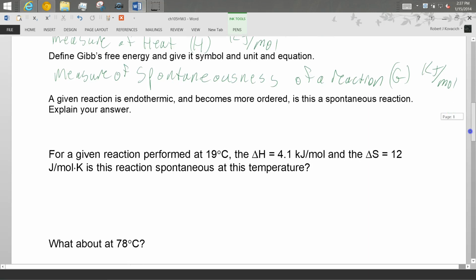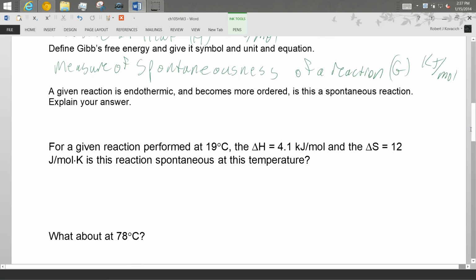A given reaction is endothermic and becomes more ordered. Is this a spontaneous reaction? Explain your answer. So what does that first word there mean, endothermic? Absorption of heat. Bringing energy in. So endo and exo are opposites of each other. So we have an endoskeleton and an ant has an exoskeleton. So this would be endo, inside, and thermic, heat. So it's bringing heat or energy into it.